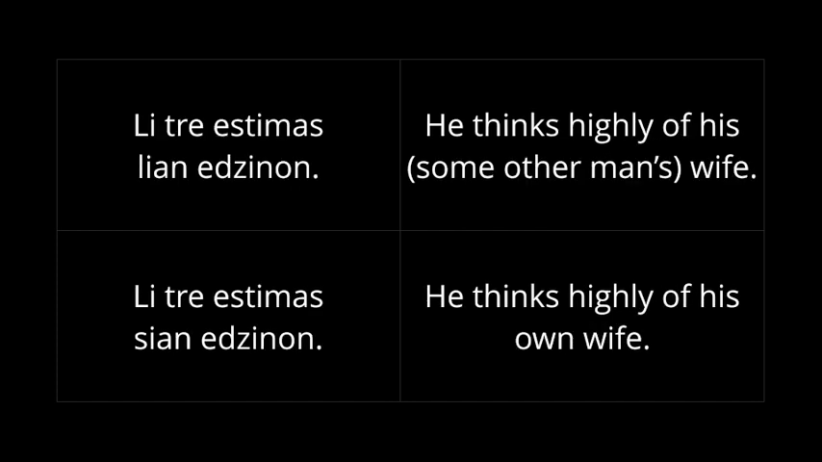But now let's turn the tables a little bit. "Li tre estimas lian edzinon." He thinks highly of his wife, but in this case we used "li," and that means it's some other man's wife. Right? Now, I think highly of the wives of the women who are married to the guys who are married to female senators, right? So it's perfectly okay to think highly of some other man's wife, but I'm just using this to sort of tease things a little bit. Okay, that was terrible.